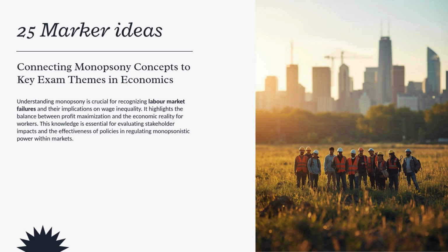If you're answering a 25 marker on monopsony, structure is everything. Start with a clear definition. Define monopsony as a labour market with a single dominant buyer of labour with wage setting power. Then move on to analysis. You might explain how monopsony leads to lower wages, why employment may be below the competitive level, and the concept of labour exploitation. Using a diagram of the labour market is really important for Edexcel because it helps you show deeper understanding.